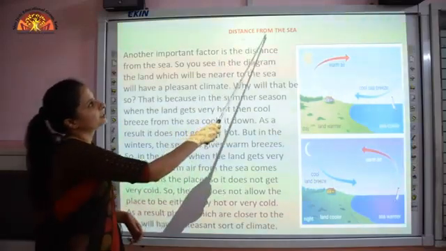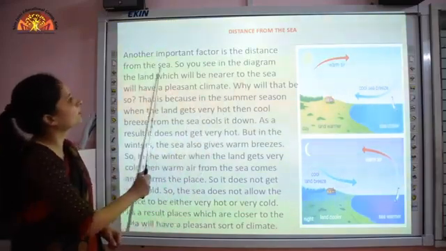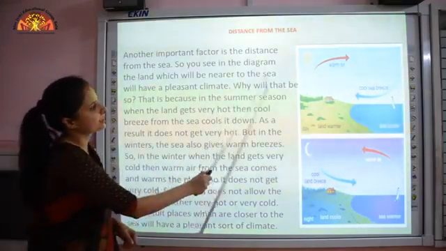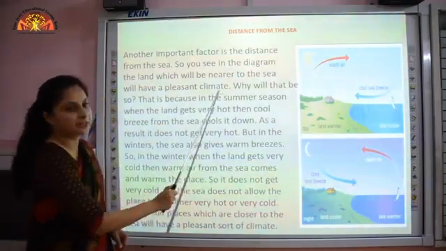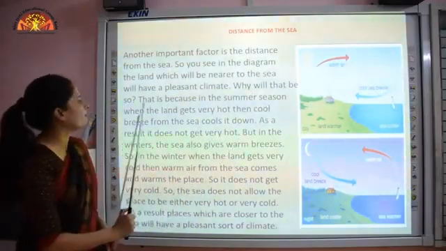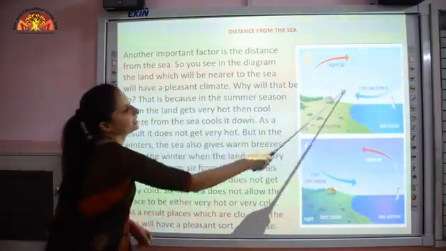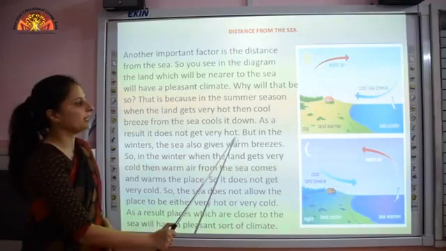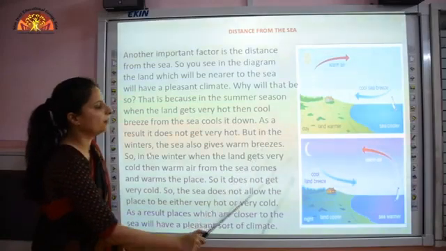Next factor is distance from the sea. Another important factor is the distance from the sea. See the diagram over here. The land which is near to the sea will have a pleasant climate. Now why will that be so? This is because in the summer when the land gets very hot, cool breeze from the sea cools it down. As a result, it does not get very hot, but in the winters, the sea also gives warm breezes.